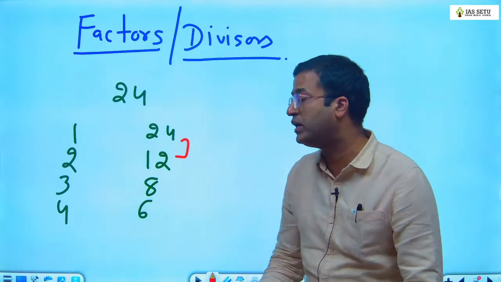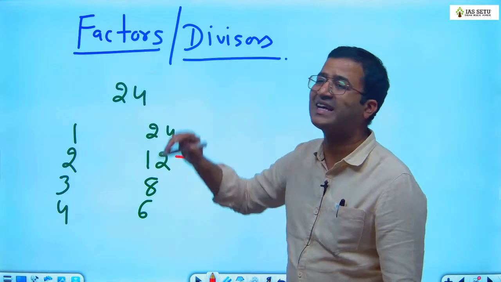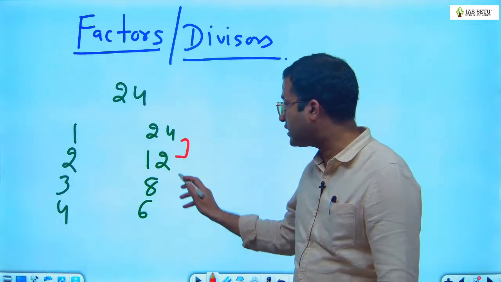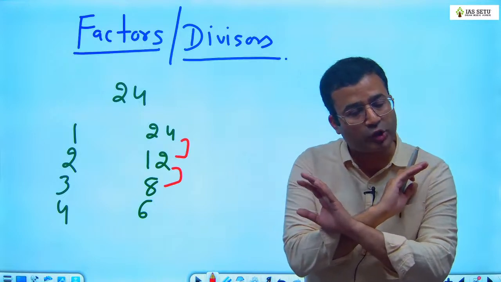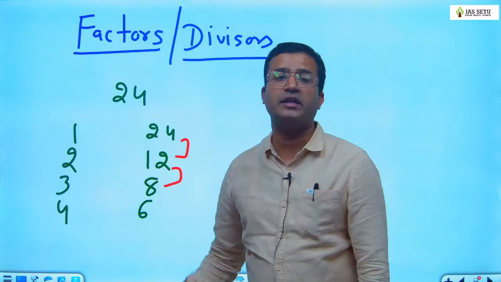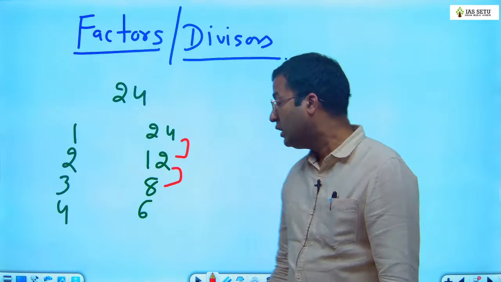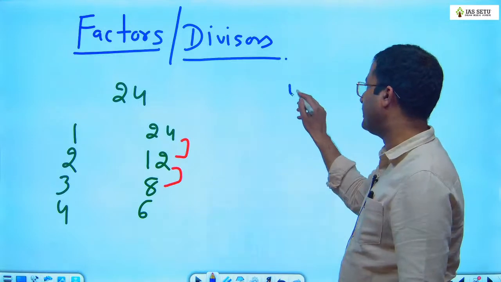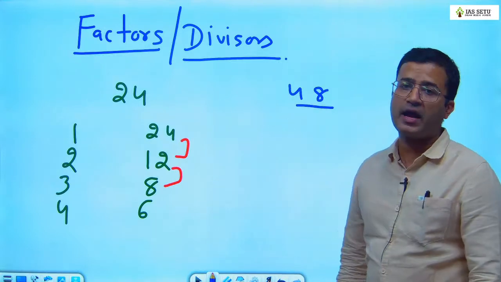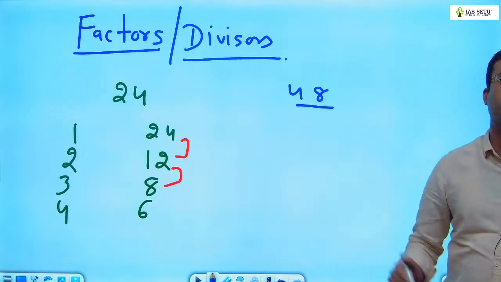There is no number between 12 and 24 which can exactly divide 24. इसी तरह 8 और 12 के बीच में कोई फैक्टर हो ही नहीं सकता, because there will not be any corresponding pair. Similarly, like I take number 48. So I tell you for factor there is a corresponding pair we have.